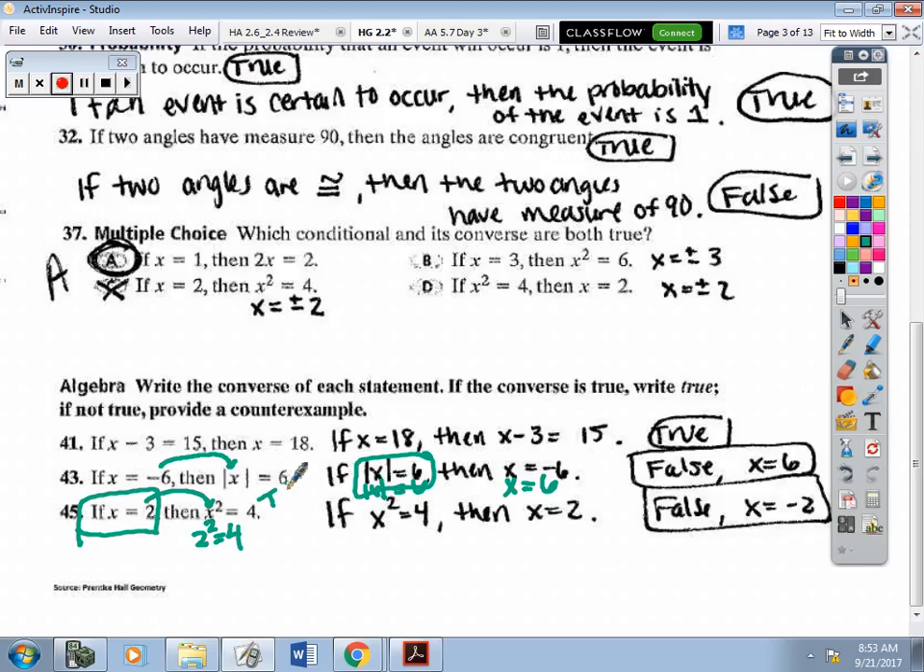Now when you flip it around, if x squared equals 4, then x must be 2. That was false because, again, if you solve this for x, you will get a positive 2 and a -2. So it could be one or the other. But good question. A lot of students struggle with which one is the true one, which one's not. So just leave that hypothesis. Next one.